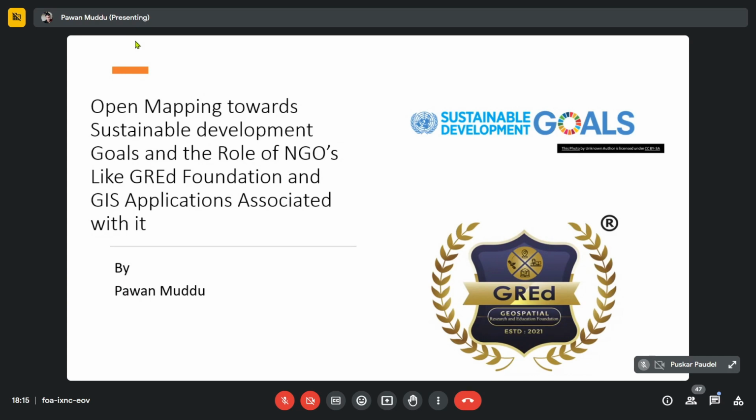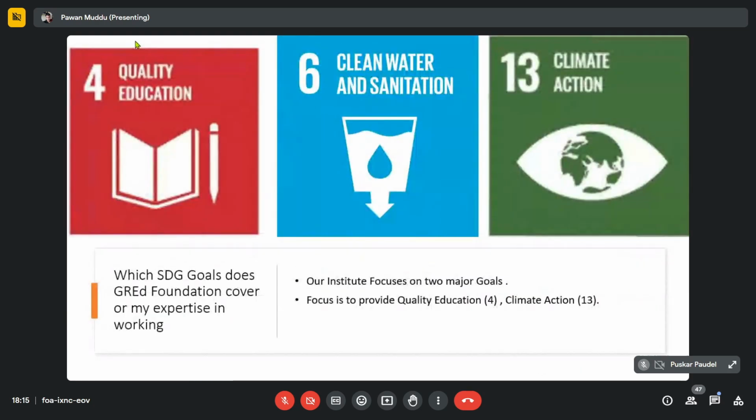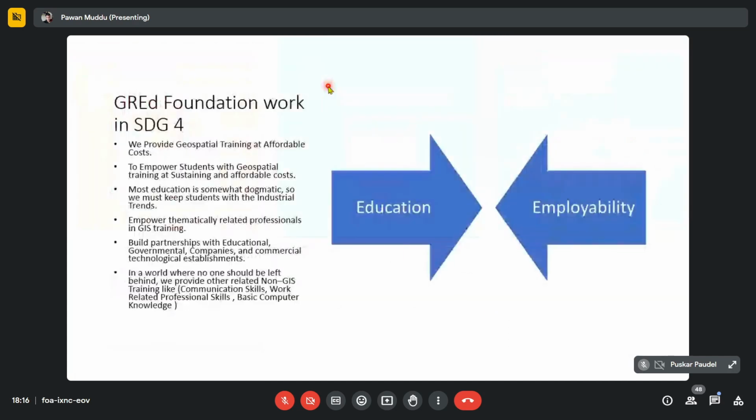And since I'm talking to a university which is giving or facilitating GIS education, what can be done? So I talked about sustainability. Let's just see what we do as an organization and me as an individual. GRED Foundation, which is located in Assam, in the northeastern part of India, focuses on these three aspects: giving quality education, clean sanitation and water, and climate action, right? So it comes under SDG 4, 13 and 6.